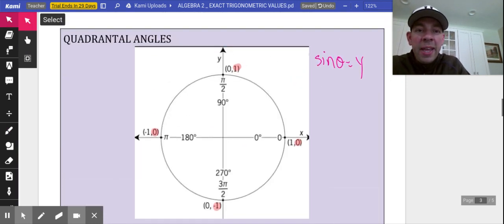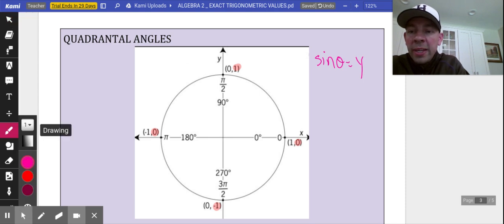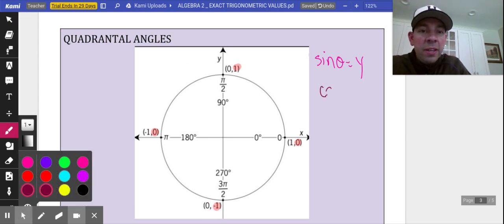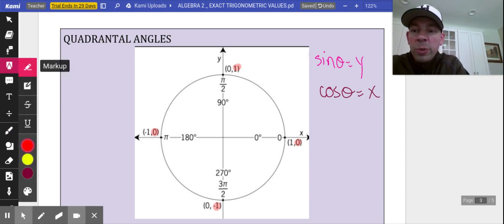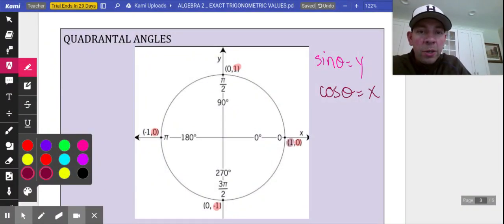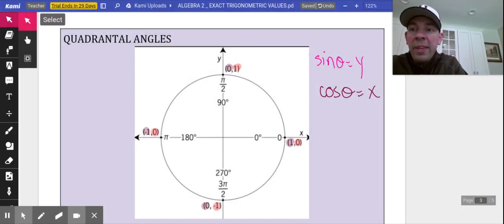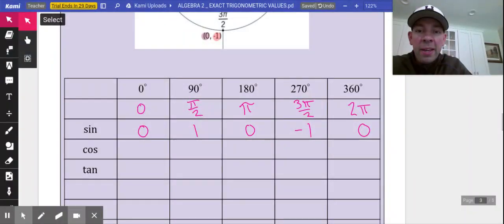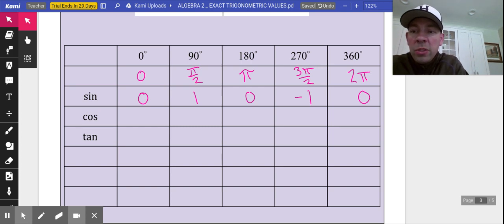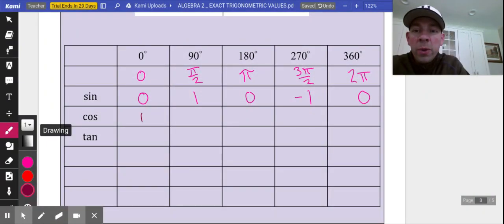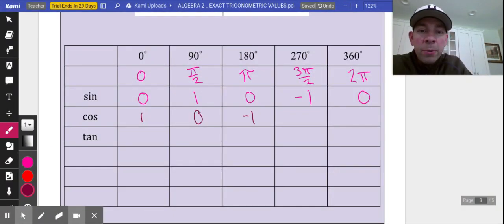Okay, similar to that one, cosine is always equivalent to your x-coordinate. So as we go around the horn here, your cosine values are going to be these x-coordinates. It really, really is that simple. So if they want the cosine of 0, we'll say 1. Cosine of 90 is 0. Cosine of 180 is negative 1. Cosine of 270 is 0. And the cosine of 360 is back to 1.